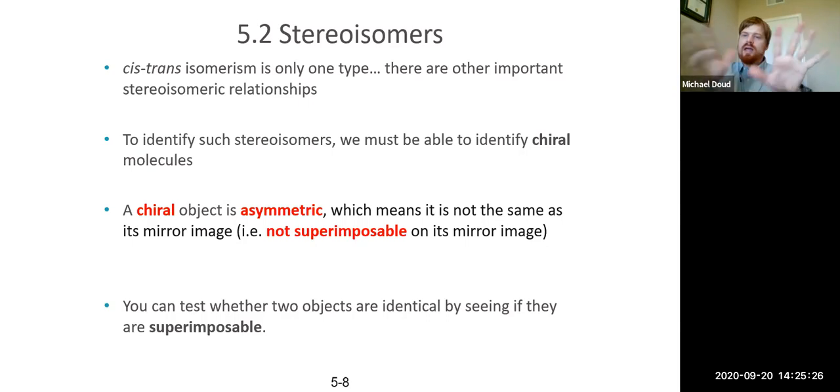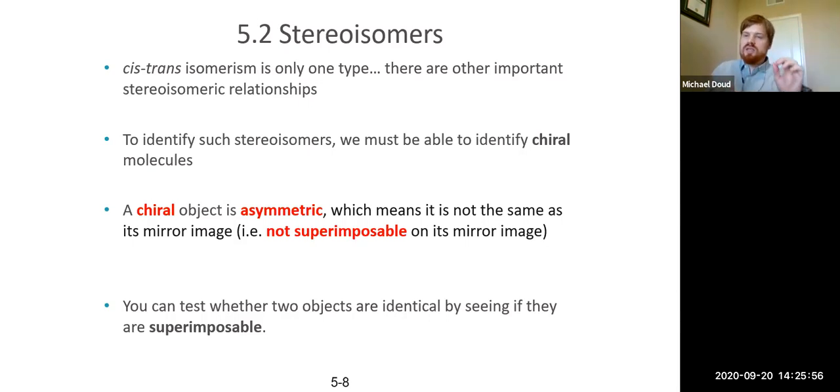You have your left hand and your right hand. No matter what you do, you can't get them to match. If you flip one, all of a sudden they're oppositely oriented, so they're clearly not the same. And that's why we use the word chiral to describe these compounds. These chiral objects are asymmetric, and what that really means is that it's not the same as its mirror image. If you take a mirror image of something, you cannot superimpose them on top of one another.